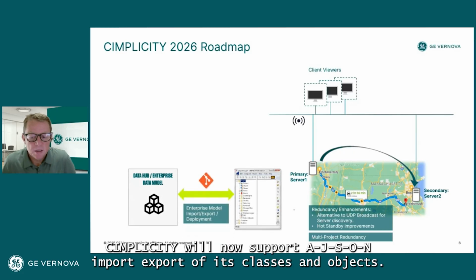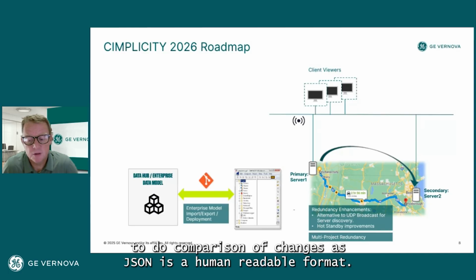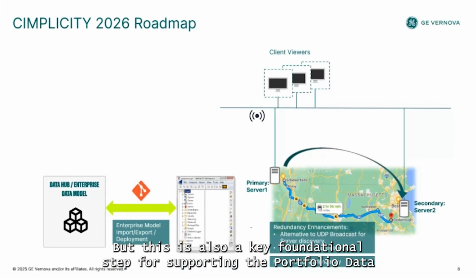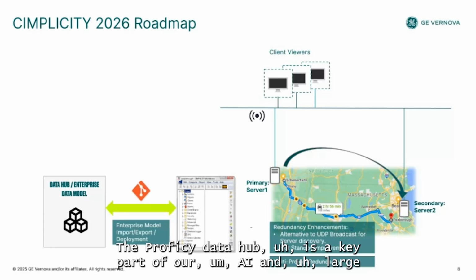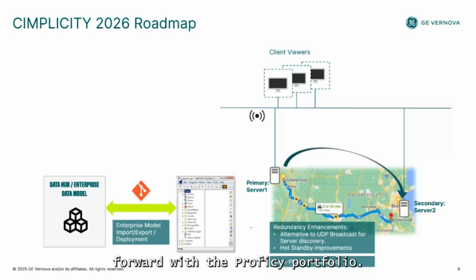Cimplicity will now support a JSON import-export of its classes and objects. This will make it much easier to use version control systems to do comparison of changes, as JSON is a human-readable format. But this is also a key foundational step for supporting the Proficy Data Hub initiative, which will be coming in Proficy 2026. The Proficy Data Hub is a key part of our AI and large language model capabilities that we will be providing as we go forward with the Proficy portfolio.